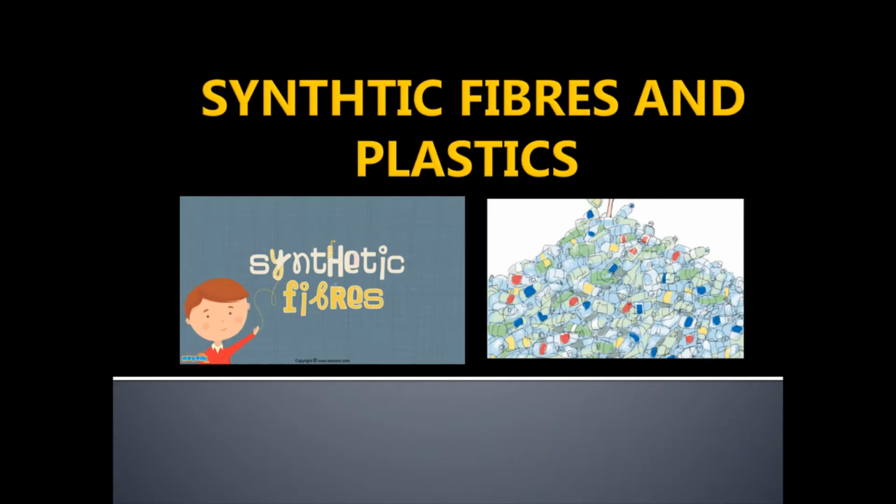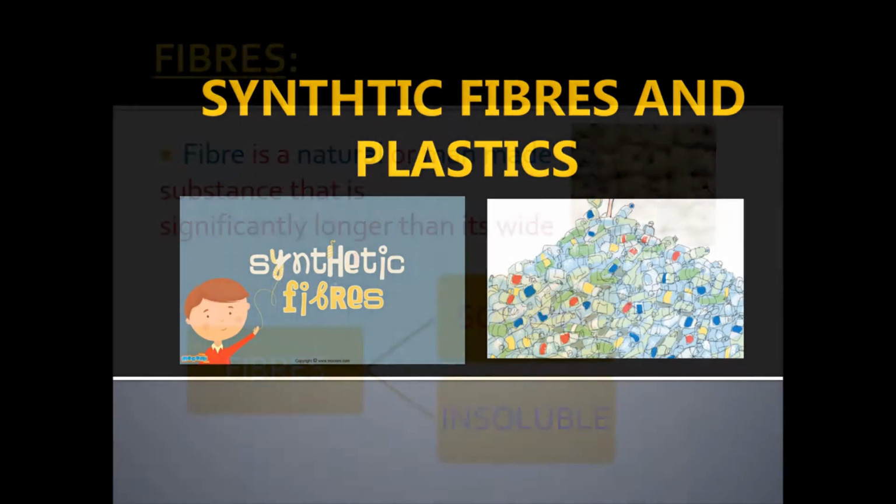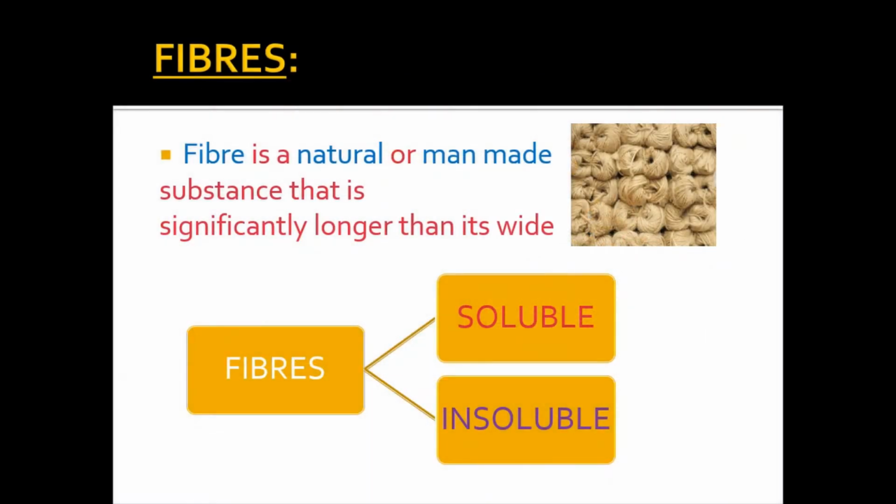Today I am going to tell you about synthetic fibers and plastics. Now let us see what are fibers. Fiber is a natural or man-made substance that is significantly longer than its width. Fibers are of two types, that is soluble and insoluble fibers.